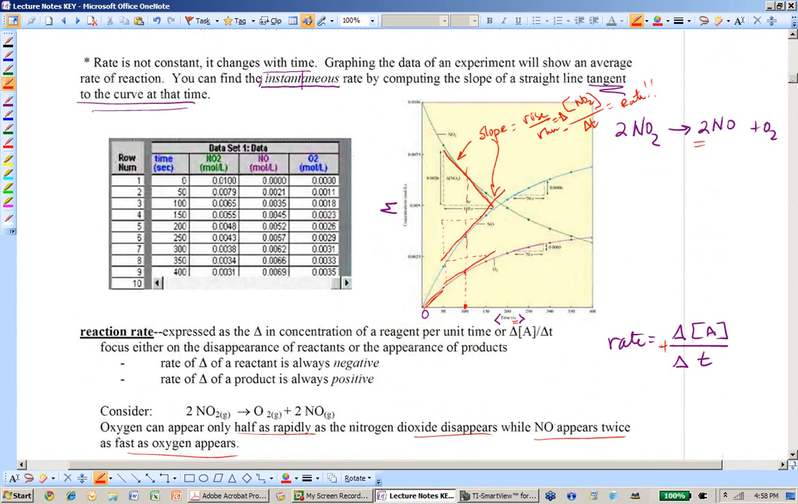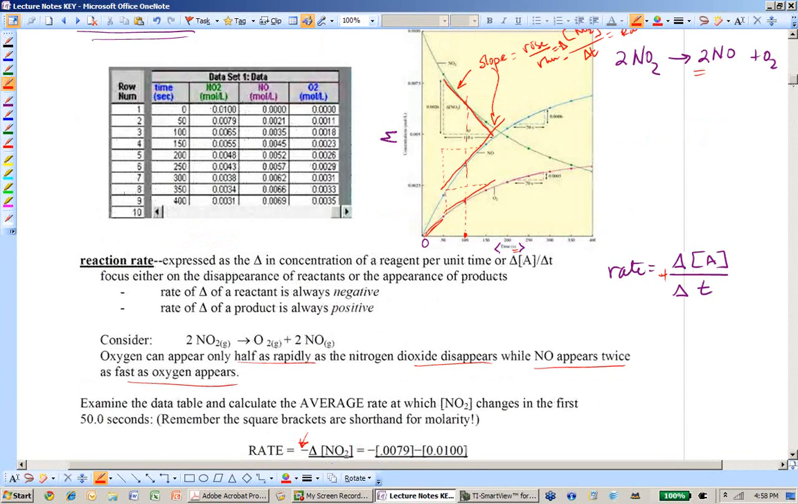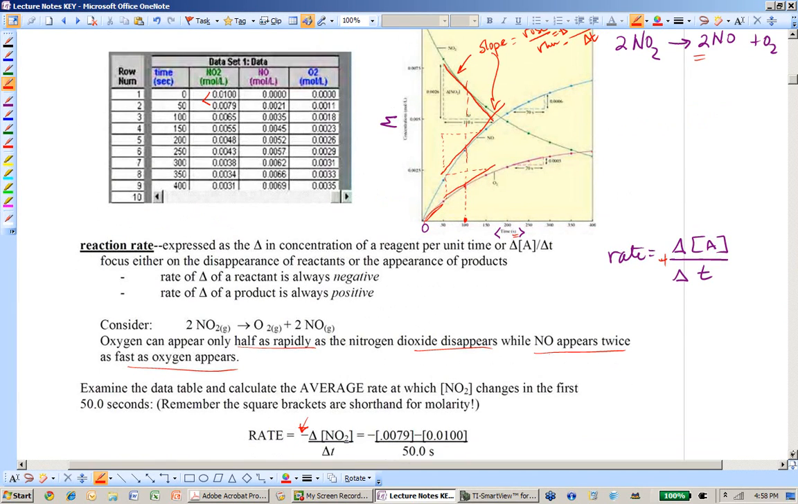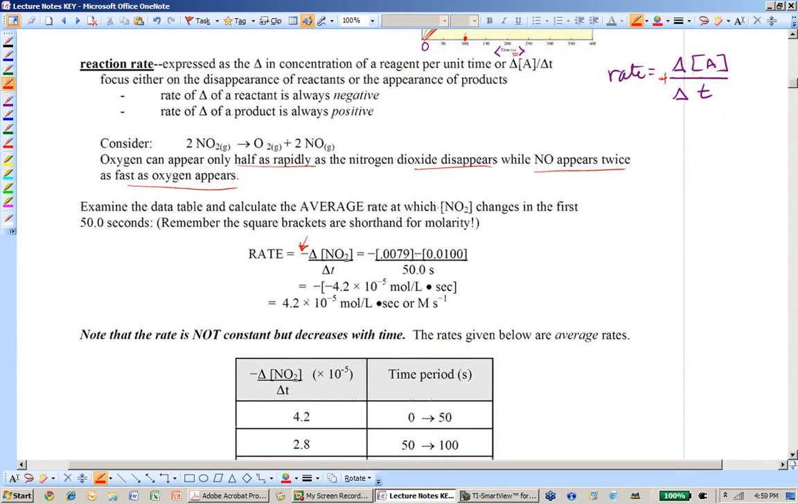0.0079. See the 0.0079 minus the 0.01 where we started. So we're looking at these two points right here. The difference in them divided by the amount of time that took, which was 50 seconds. So the difference would be a negative 4.2 times 10 to the minus 5 moles per liter per second, which could look like this. That's faster to write.